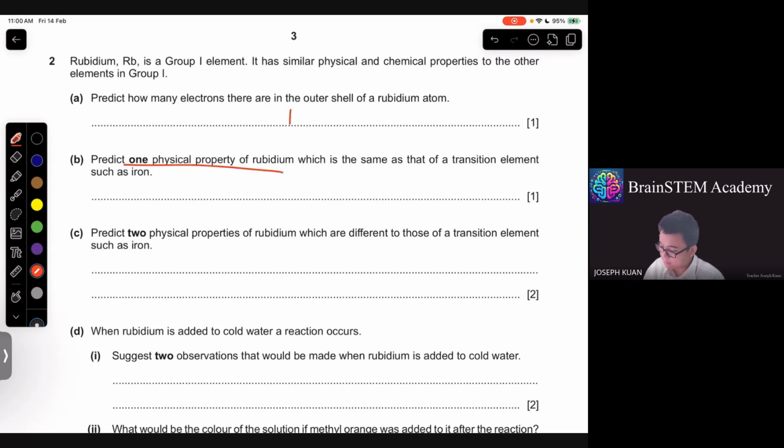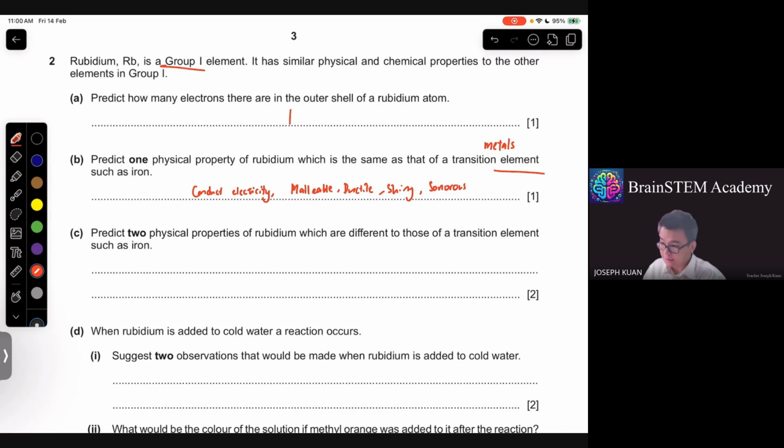Predict 1 physical property of rubidium which is the same as a transition element. Now, group 1 and transition elements are both metals. So you will know that both of them have metallic properties. For example, they conduct electricity well, they have good electrical or heat conductivity. They are malleable, they are ductile. They are also shiny and sonorous, which are typical metallic properties.